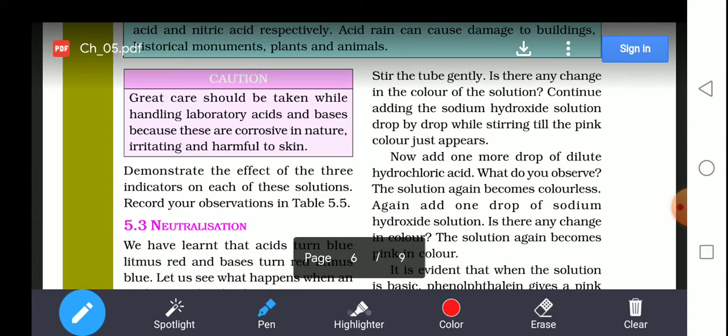Now add one more drop of dilute hydrochloric acid. What do you observe? The solution again becomes colorless. Then again add one drop of sodium hydroxide solution. Is there any change in color? Again the solution becomes pink. After adding base it becomes colorless. Again, you add acid solution drop by drop.